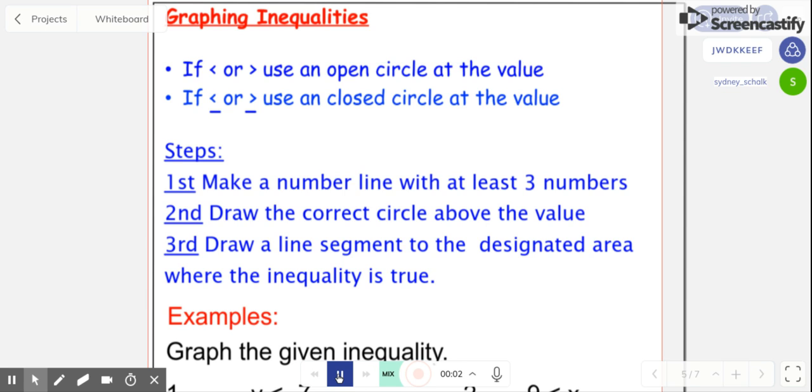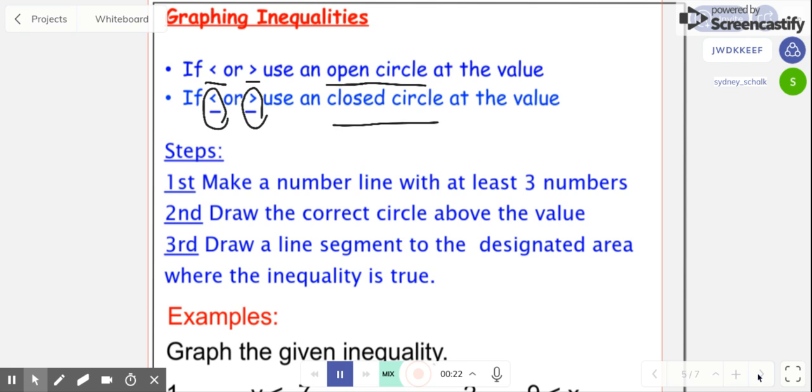So when we're graphing inequalities, we see those symbols that we talked about earlier. We have the less than or greater than symbol, and if we see those, we're going to have an open circle. If we have that less than or equal to or greater than or equal to with that little line below, then we're going to use a closed circle at the value.